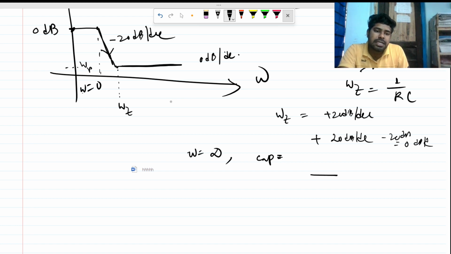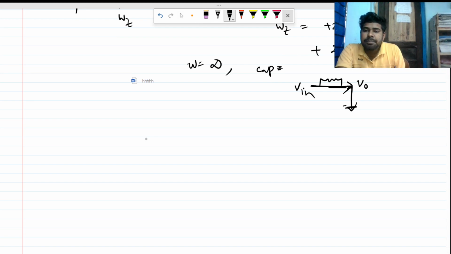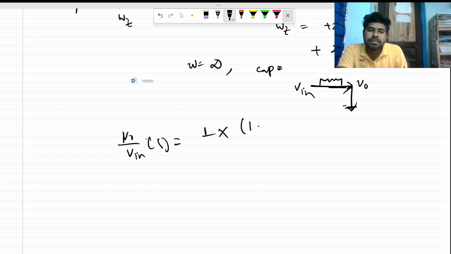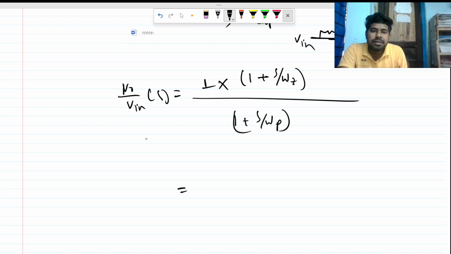So if the capacitor is short circuit, the picture will be looking like that, right? So if this is R, this is our V in and this is our V out. Let me comment on the transfer function. We have the DC gain. So V out over V in of S is nothing but the DC gain, times (S over omega z plus 1) divided by (1 plus S over omega p). If we do that, this will be the DC gain.